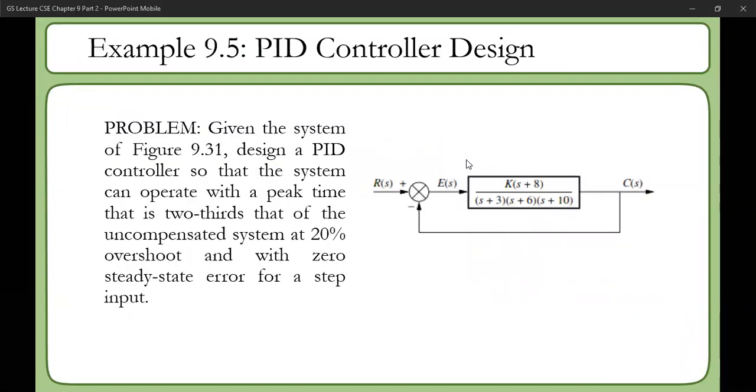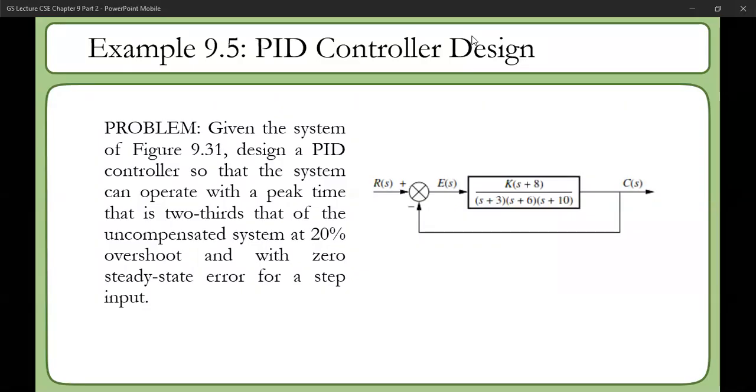Okay, so look at this example 9.5. A particular system is given with a zero and three poles. What they're asking is that you have to reduce the peak time by 2/3, so whatever the existing uncompensated peak time, the new one has to be 2/3 of that, and also you have to maintain a particular percentage overshoot. And also they're asking you to have zero steady state error.